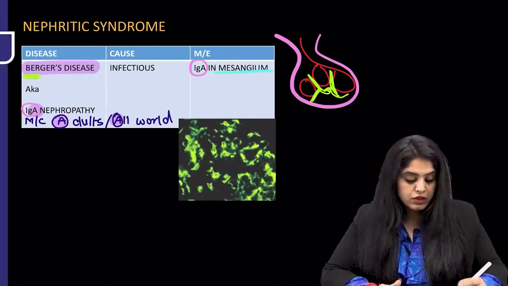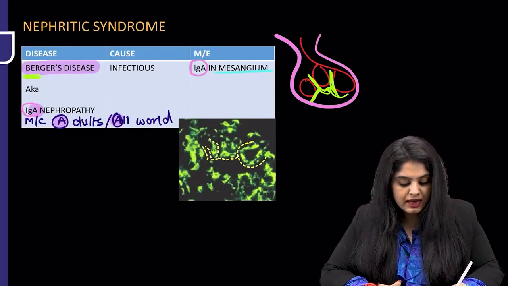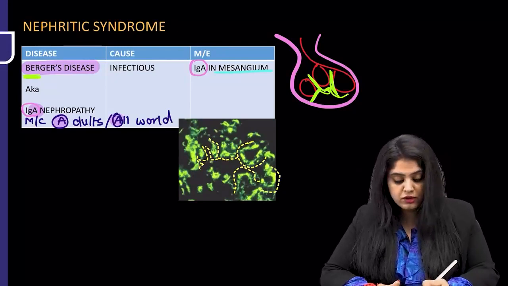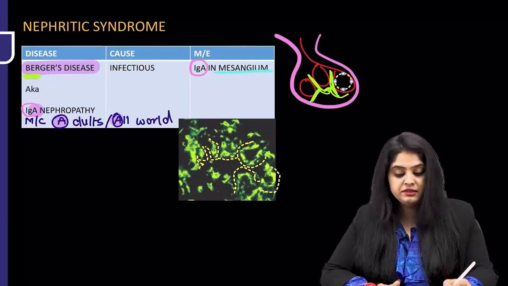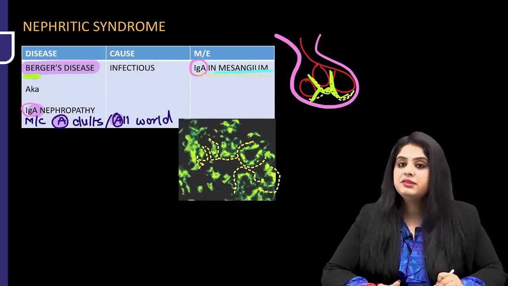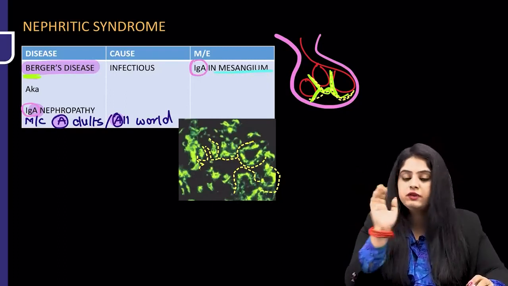So please note, you get to see this green color. This green color is going to be seen in between the capillaries. In between the capillaries, you tend to see them. So you're not seeing the green color on the capillaries. No, you're seeing the green color in between the capillaries in the mesangial area. Everyone's understood. So you've understood the names, IgA and Berger's.